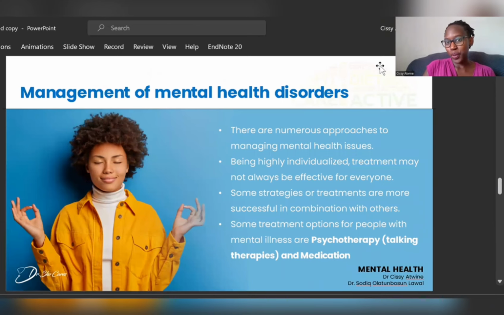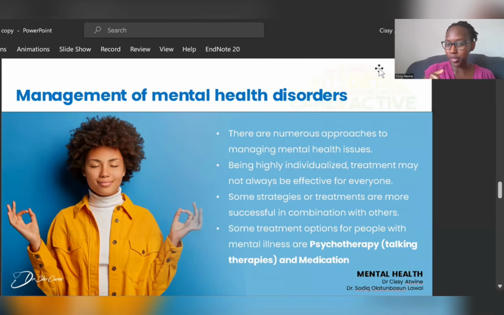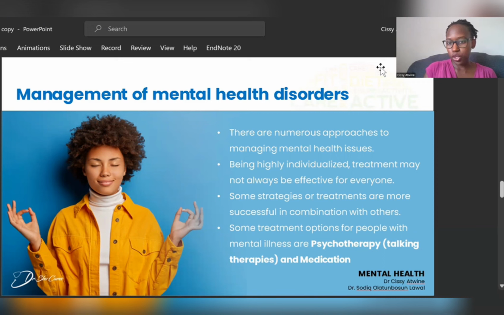What is the management of mental health disorders? So it might have looked like it's been pretty much bleak, but it's not. The future is bright. There's a lot that we can do. There are numerous approaches to managing mental health issues. And one of them is that we need to be more individualized. You cannot just give a blanket approach to everyone. So strategies for treatment include a combination of different ones.